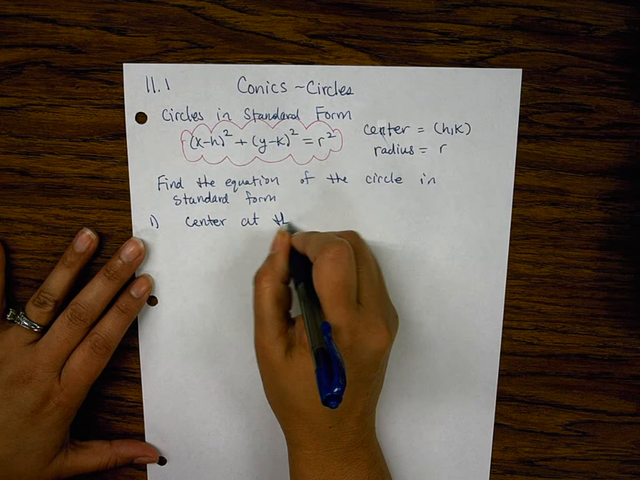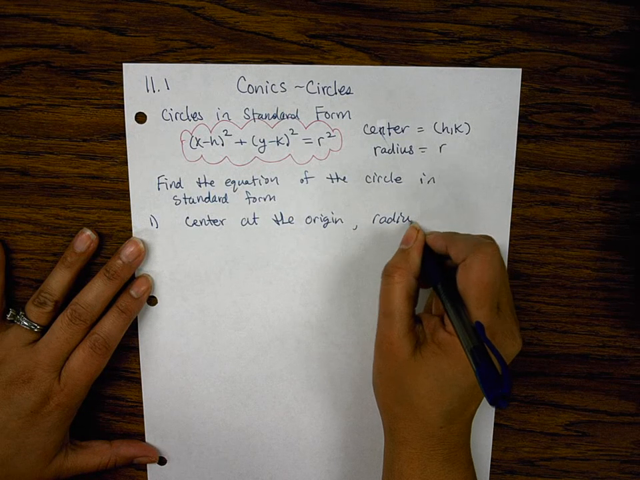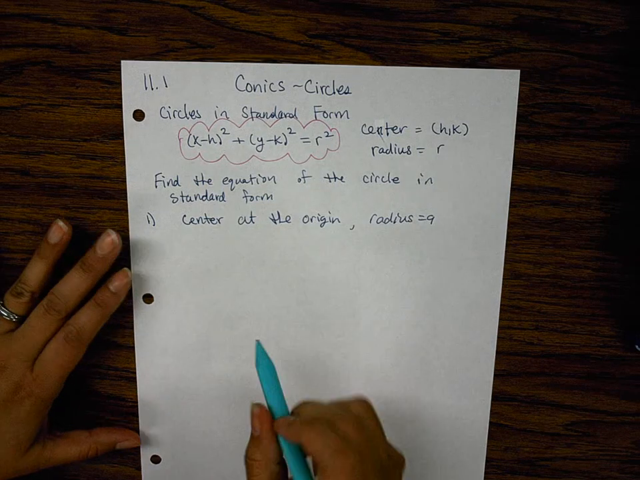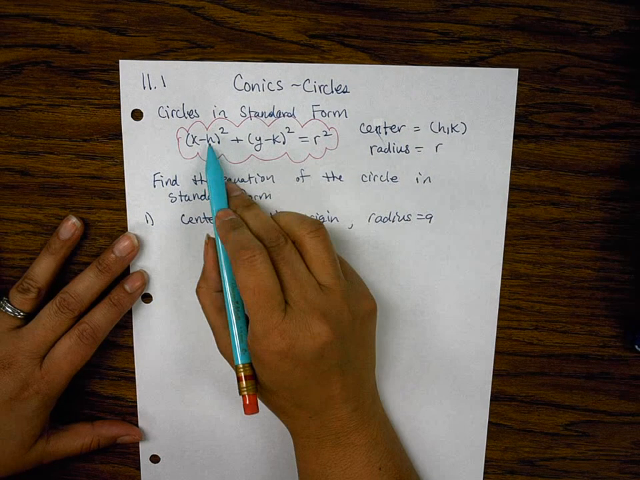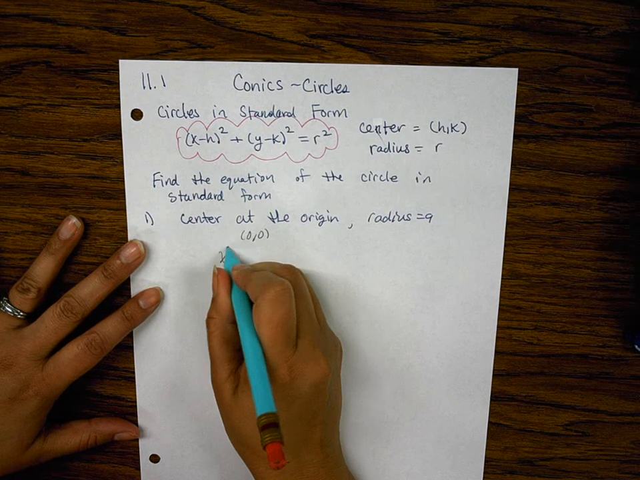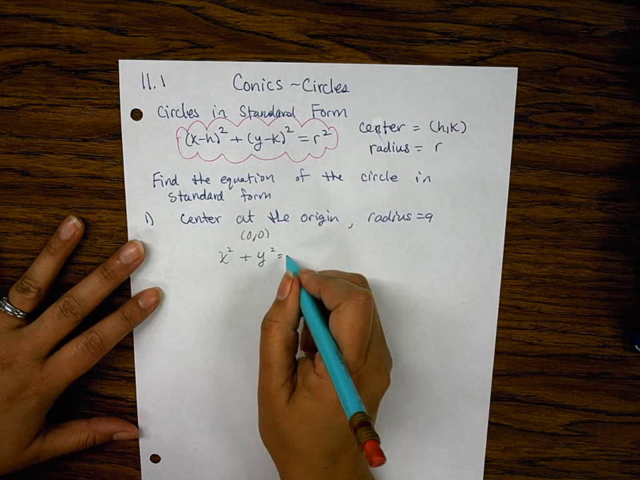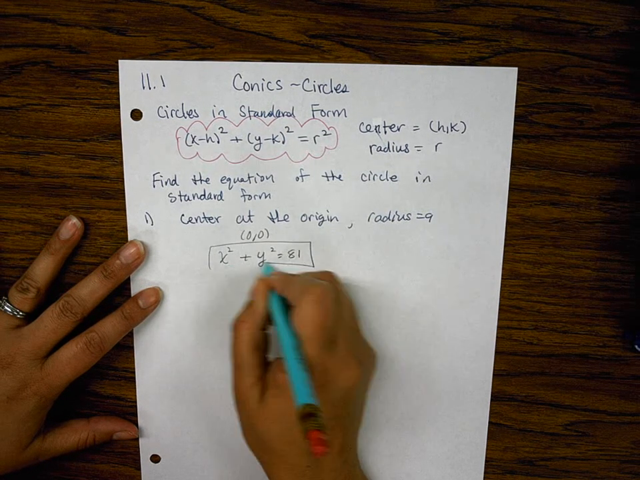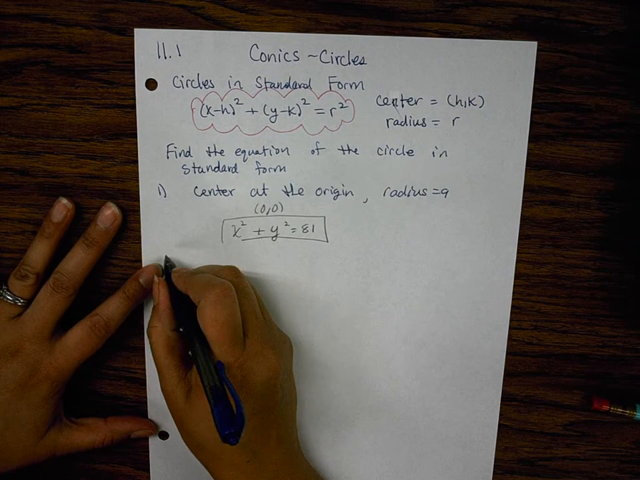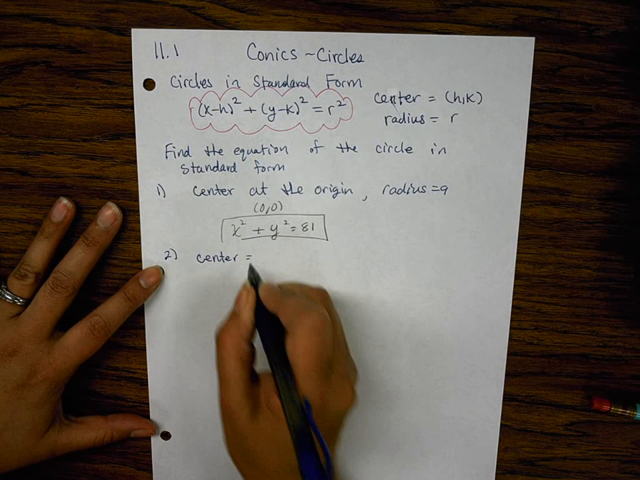Number 1, pretty basic from in the beginning. Center at the origin, and the radius equals 9. That's pretty basic. If the center is at the origin, that means the center is (0, 0), which means it's going to be x minus 0 there and y minus 0 there. So it'll just be x squared plus y squared equals the radius squared. If the radius is 9, then it's 81. And that's it. That's your answer. That one's pretty basic. X squared plus y squared because the center is at the origin.